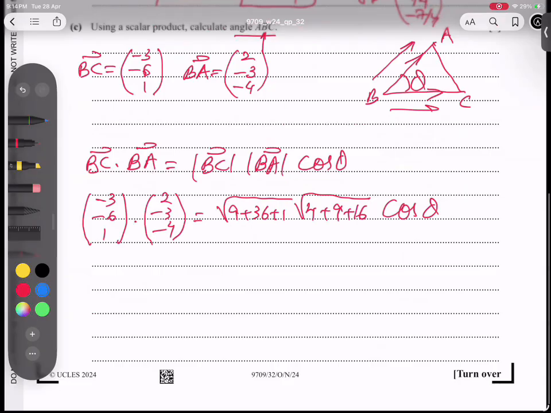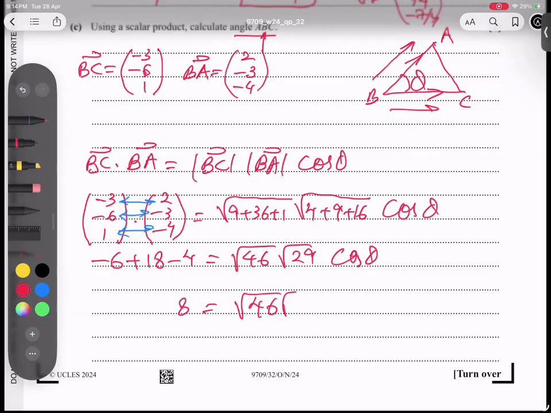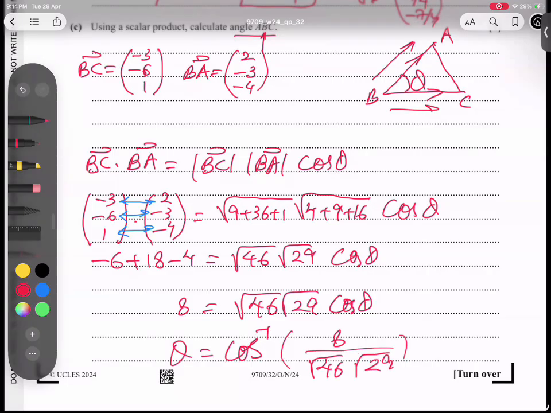And this is a direct value, multiply the same corresponding positions, students. And I'm getting here -6 and plus 18 and -4. I got 8 from here. And there's a 10, and I got root 46. And here also there's a 20 and 29, root 29. So cos theta, I will take to the other side, I'll divide, and I will get my answer. So check it. Cos inverse of 8 over root 46 into root 29.